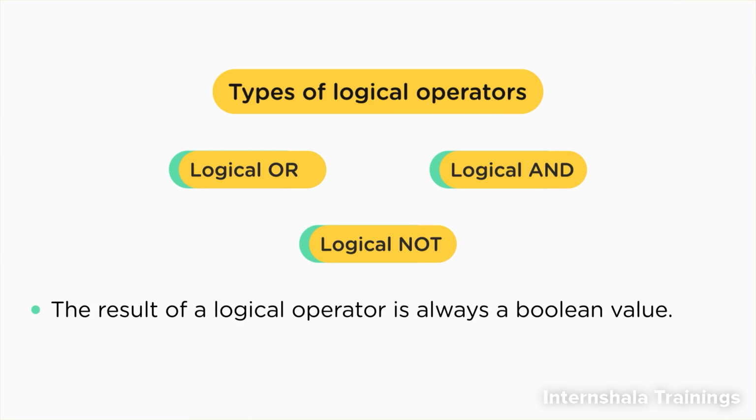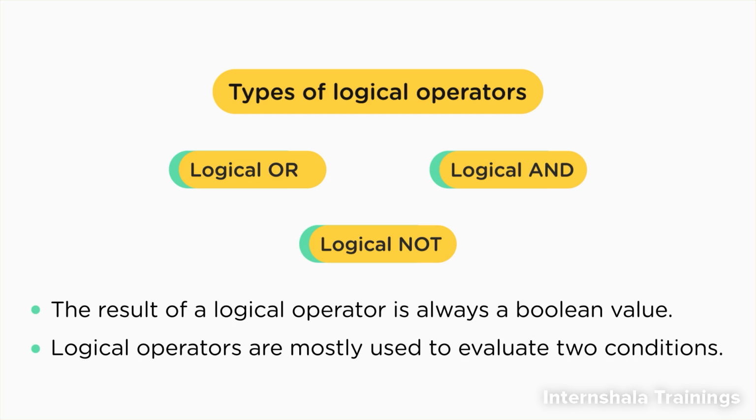The result for each logical operator is always a Boolean value. That is, it will either be true or false. Also, the one thing that we need to keep in mind is that all logical operators are mostly used to evaluate 2 conditions.